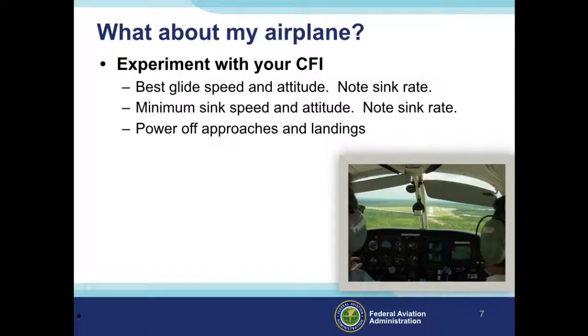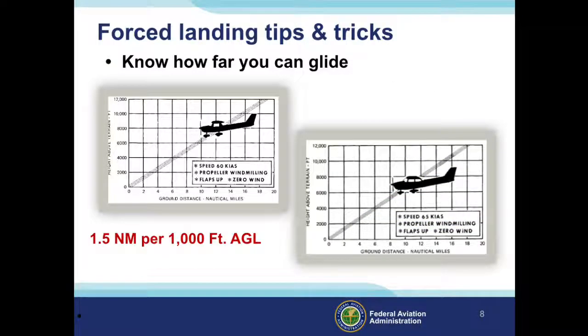Once you've identified minimum sink and maximum range glide speeds, you've got a couple of good numbers to use for the future. The next big challenges are to know your height above the terrain and to glide the airplane to a point from which you can make a successful forced landing. Power-off approaches and landings are the best way to train for the main event. How many miles you can glide per 1,000 feet of altitude is a very useful thing to know. A rule of thumb for Cessna 152s and 172s is 1.5 nautical miles per 1,000 feet of altitude above ground level. Remember, this is altitude above ground level, not sea level. Experiment to see how far you can glide in your own airplane.